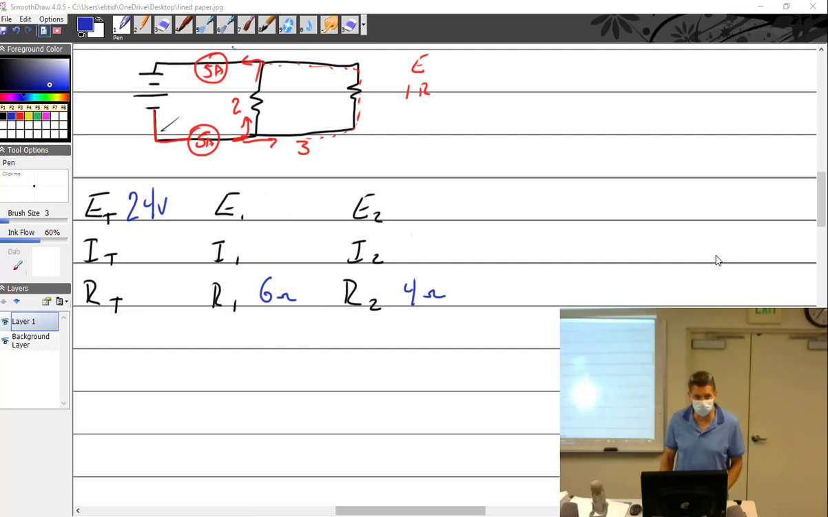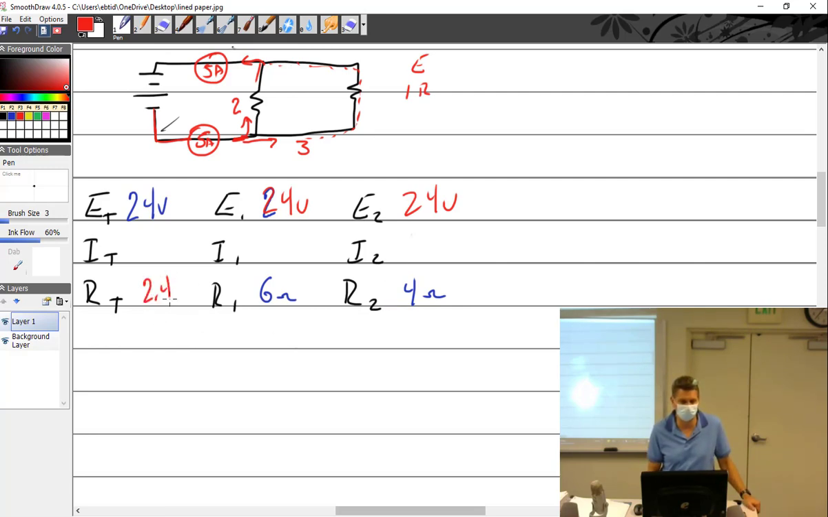All right, so I gave you this one, and all I said was we doubled the voltage. So it's the same thing. I'll go red so we know what's not given. 24 volts, 24 volts. And 1/6 plus 1/4, 1/x equals some number, and that 1/x is 2.4 ohms. All right, so what is my current now?